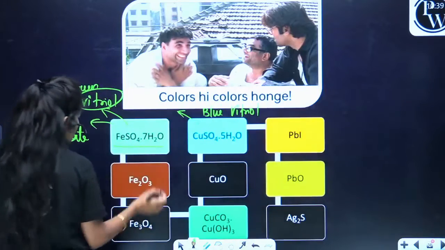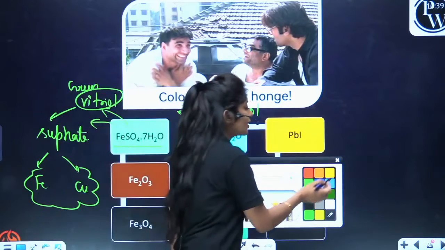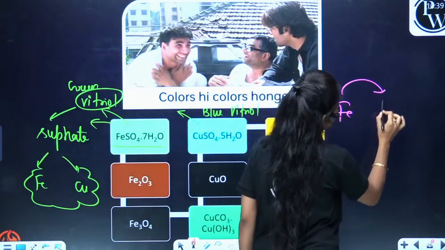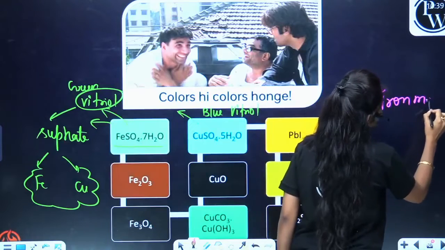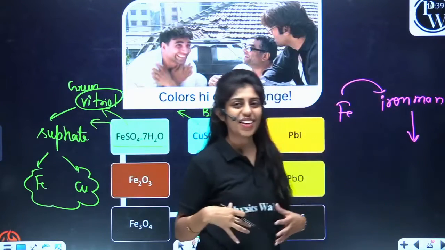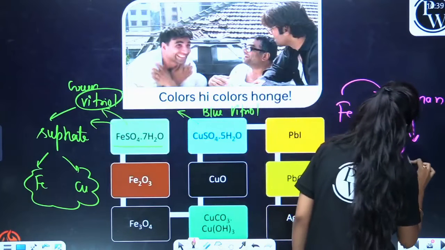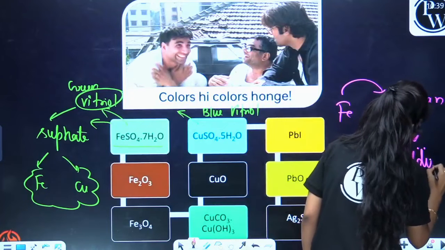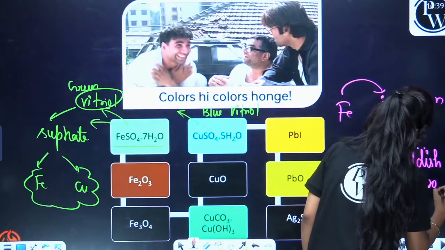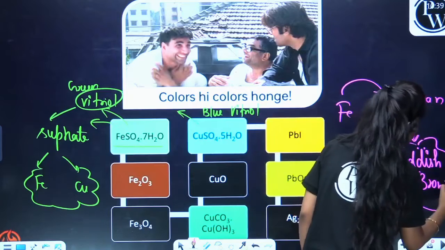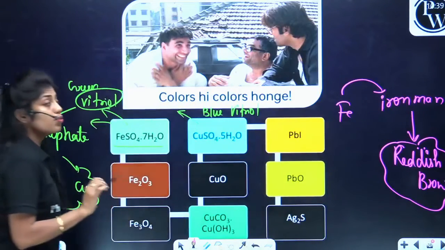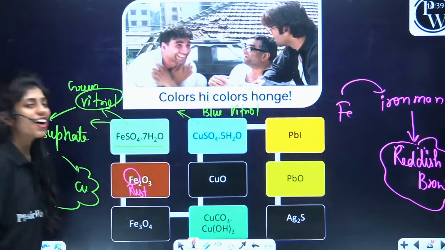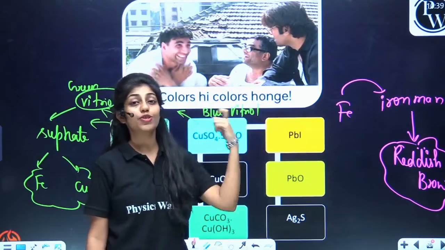Basically, we can create some tricks. Suppose this is iron. Iron can be related to Iron Man, and the suit Iron Man wears is very fascinating, reddish brown in color, or not? Reddish brown. Can you check here? Fe2O3, which is the color of rust, is reddish brown. That is the oxide of iron. Iron Man, reddish brown coating.